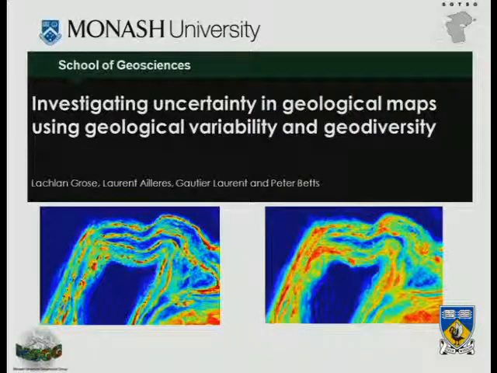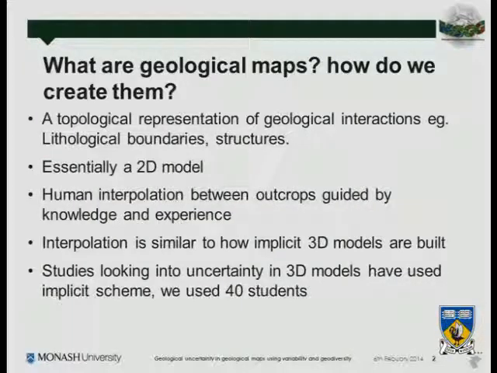Okay, so moving away from 3D models, I'll give you an overview of uncertainty in geological maps. To start off with, we'll have a look at what a map is. Really, it's a topological representation of lithology interactions, including structures. It's essentially a 2D model, and we create it through interpolating between observations, which could be compared to how implicit or even explicit models are made.